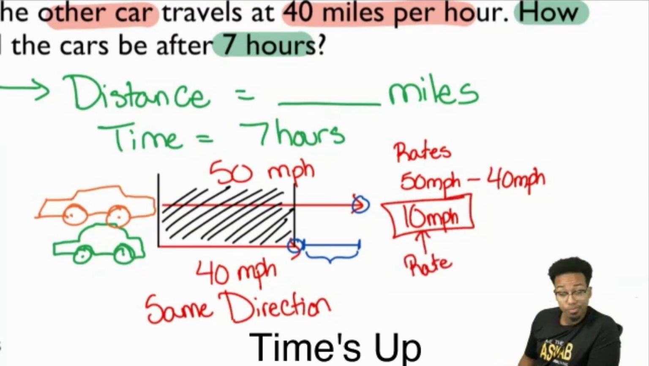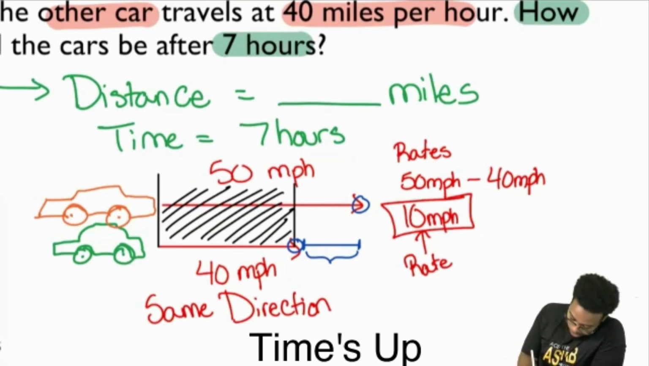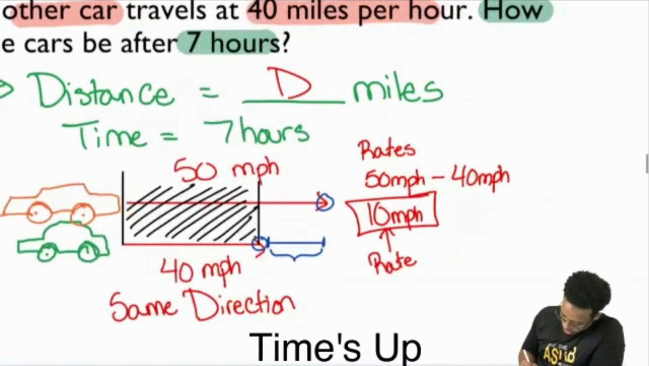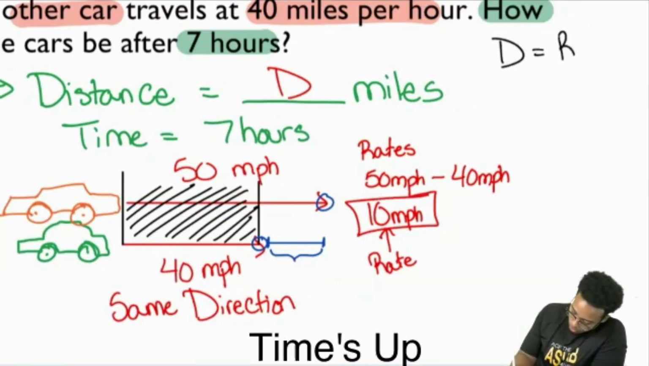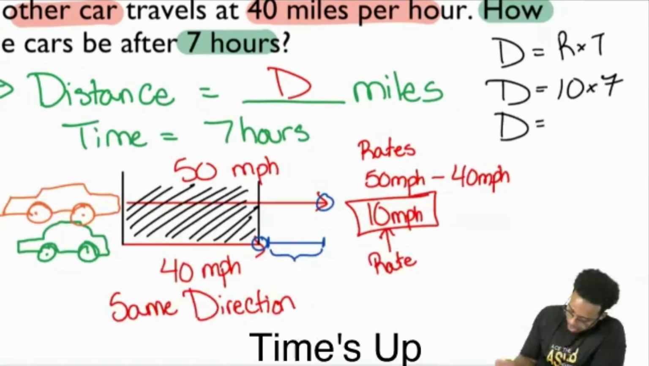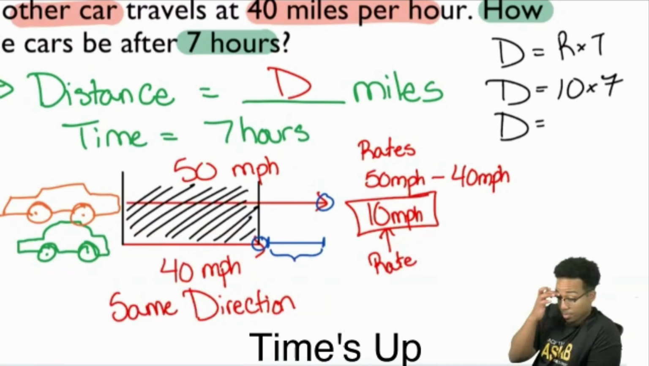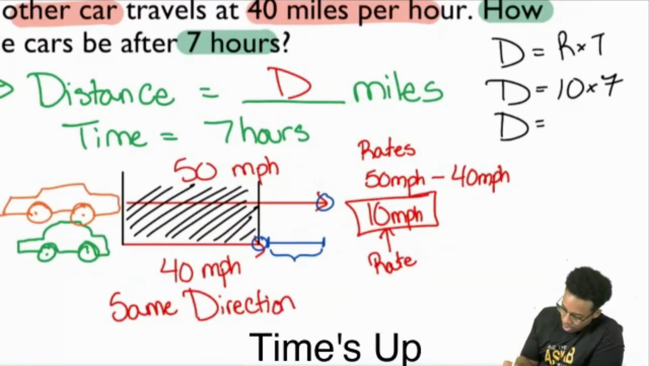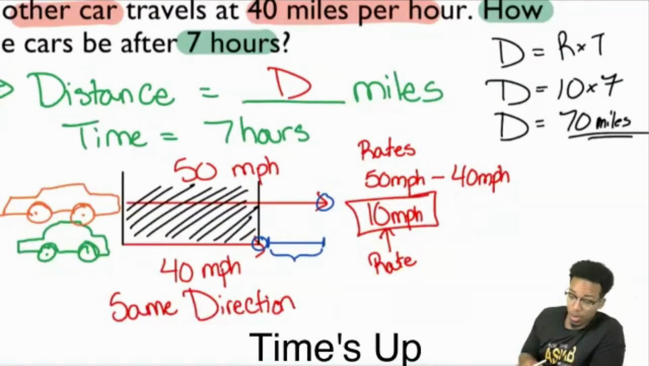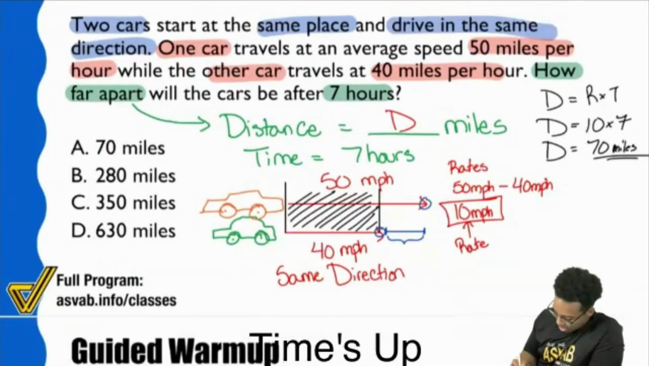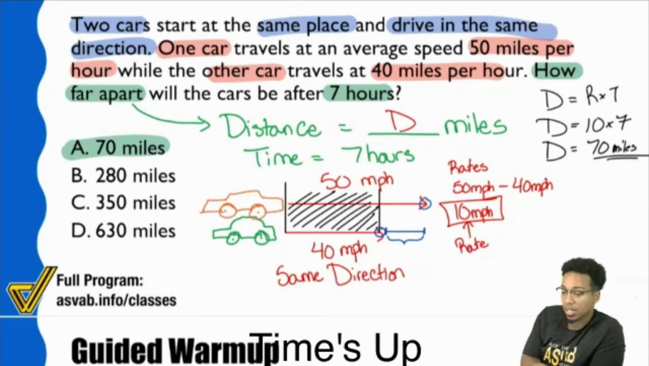So with that said, let's solve this. We're looking for distance, d miles. I'll set this up: distance equals rate times time. The distance we're looking for is equal to 10 miles per hour multiplied by 7 hours. Everybody, what's that distance going to be? Yep, Krishan, same direction, you subtract. So it is 70 miles. There's our answer. We are feeling pretty good about that. The answer here is A.